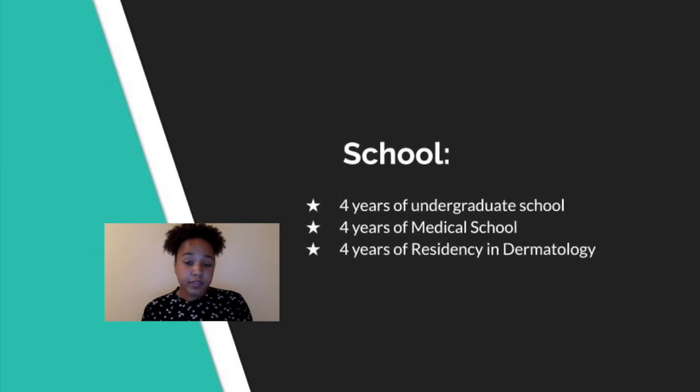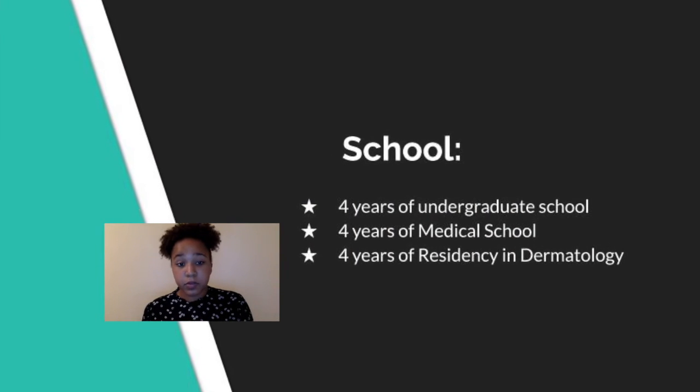Overall, on average, it takes about 12 years to complete education, training, and internship to become a board-certified dermatologist: 4 years of undergraduate, 4 years of medical school, and 4 years of residency in dermatology. Additionally, one can opt to pursue a fellowship in specialized areas of dermatology like surgery, hair transplants, etc.